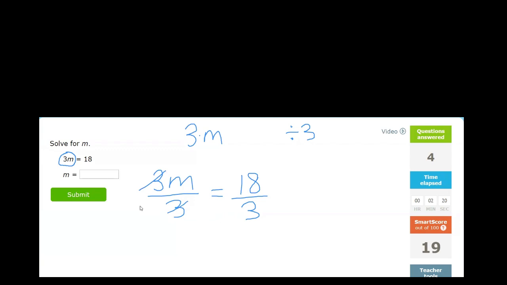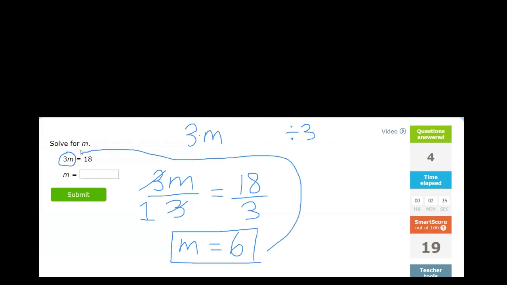This cancels out to be 1, so you just have an m equals 18 divided by 3 is 6. And we can plug our answer into our original equation. 3 times 6 is indeed 18.